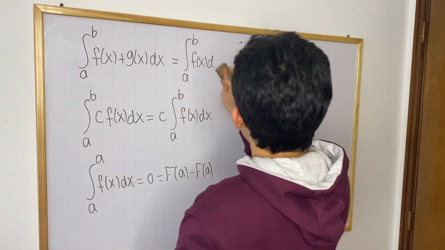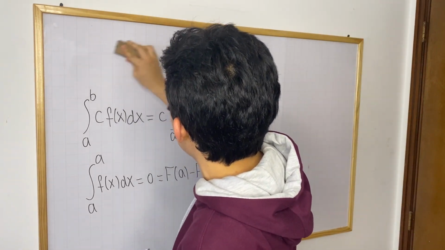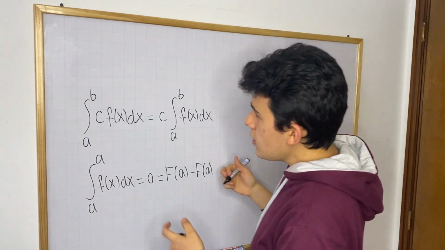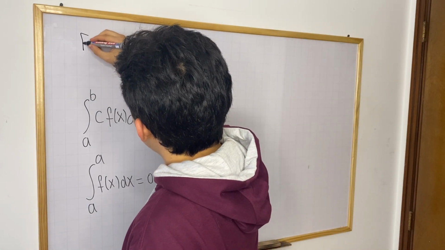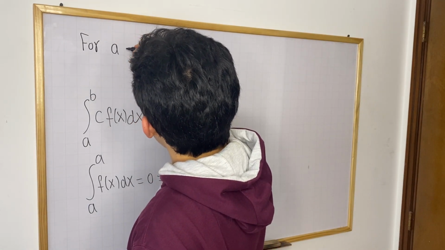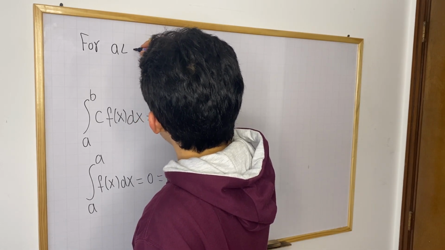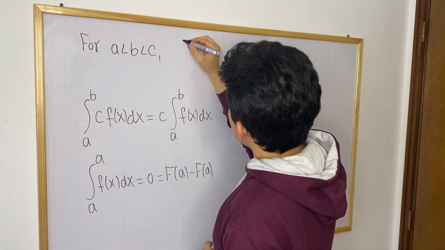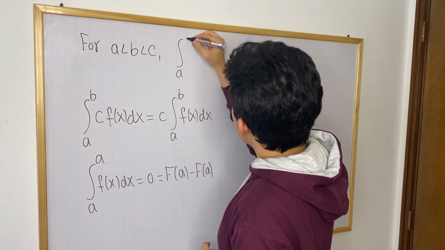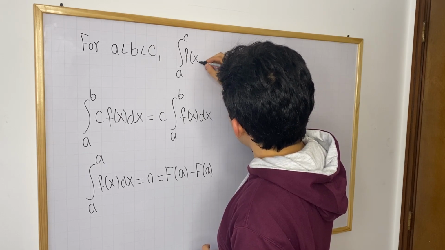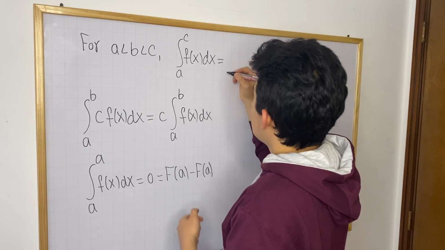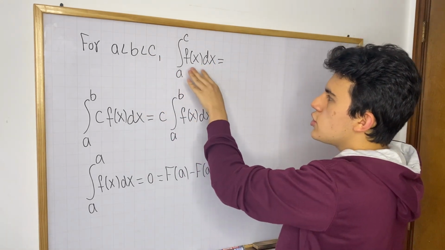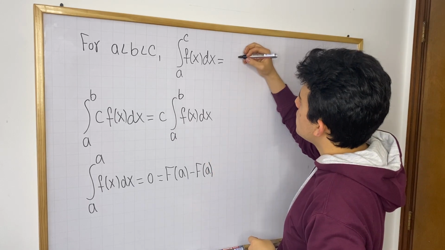So let me erase this property on top and let me show you another really cool property which is going to be really useful and you're going to use it a lot. So if you have, let me just write, for a is less than b and b is less than c, if you want to find the definite integral from a to c of our function f of x dx, well, one way in which you can do that is by, and I'm going to show you a picture of this in a moment, but let me just give you the formula, let me just show you the algebra.